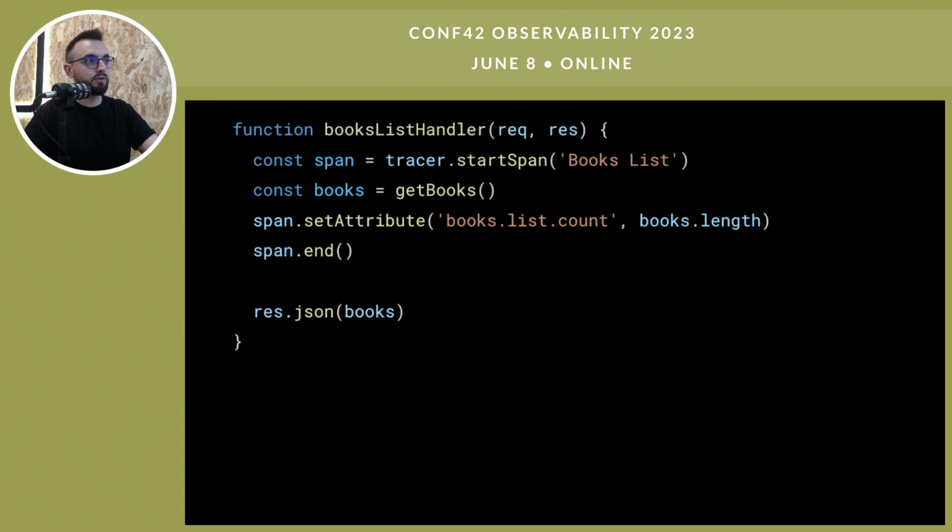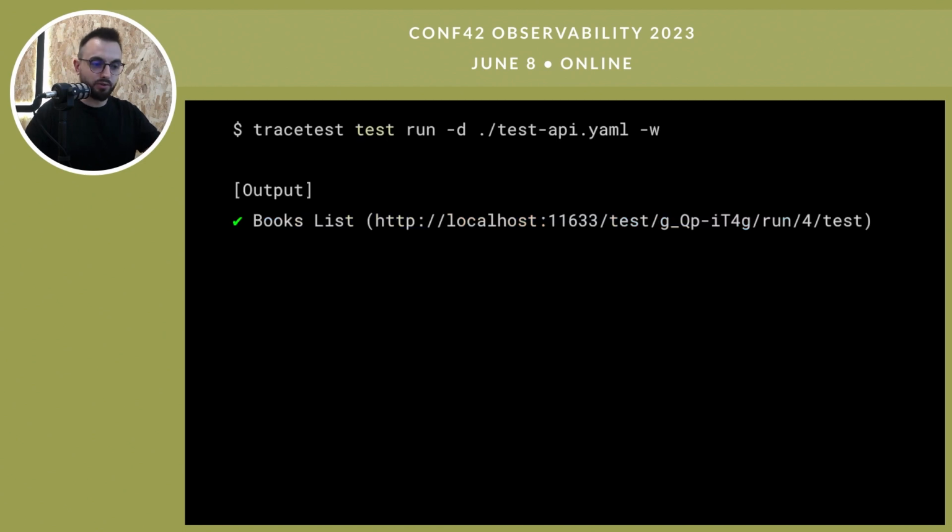However, if I do jump back into the code, I initialize my tracer, and then I say, yep, my books list count is equal to the books that I'm getting. And I want to add that to my trace. And then from there, if I run the test again, it's going to pass just fine. This is the red-green process I was talking about.